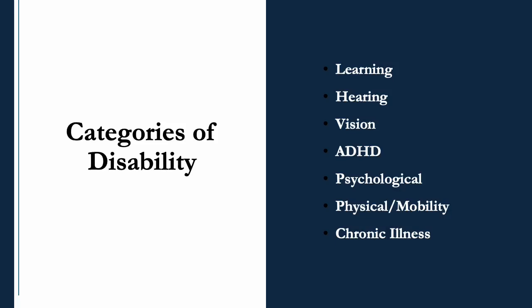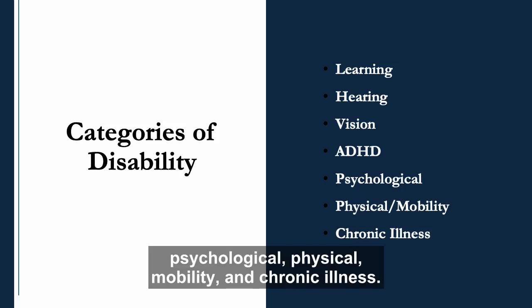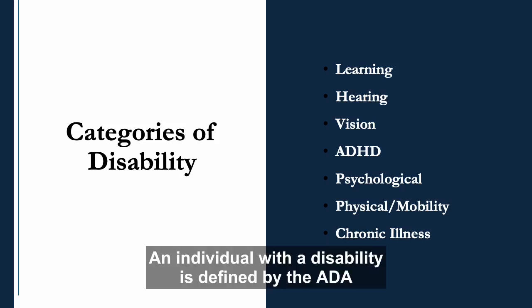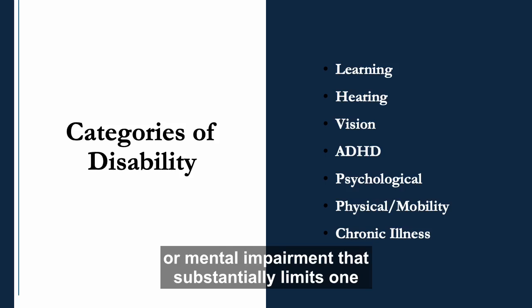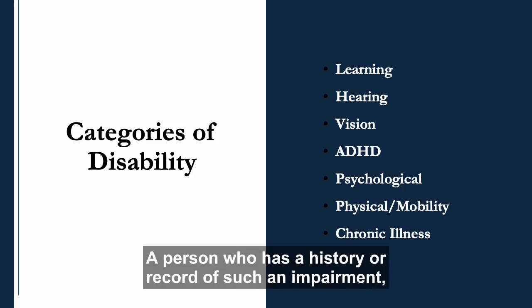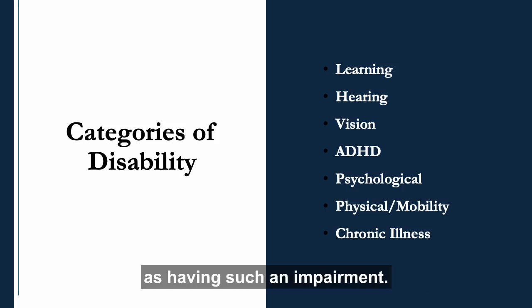The following are categories of disabilities covered under the ADA: learning, hearing, vision, ADHD, psychological, physical mobility, and chronic illness. An individual with a disability is defined by the ADA as a person who has a physical or mental impairment that substantially limits one or more major life activities, a person who has a history or record of such an impairment, or a person who is perceived by others as having such an impairment.